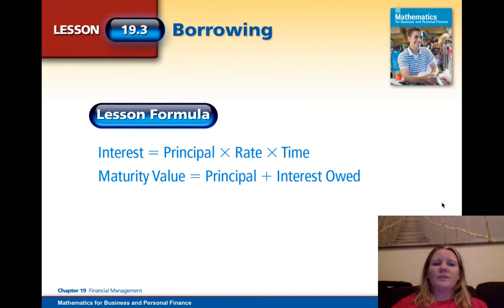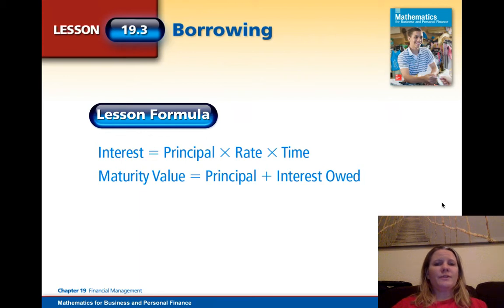So the formulas in this section involve your interest, principal, rate, time formula, which we've seen before. Time is sometimes a fraction, like 1 over 12 would be per month, times your rate, times your principal, that gives you the interest for the month. And that interest owed in addition to your principal is your maturity value.